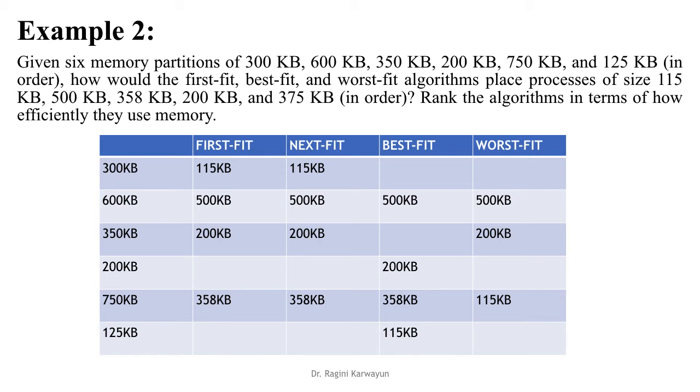375 KB. Even if their sum was greater or equal, still you need to allocate one partition to one process only. A process cannot span two partitions, and a partition cannot accommodate two processes. So the 375 KB process will be left out.